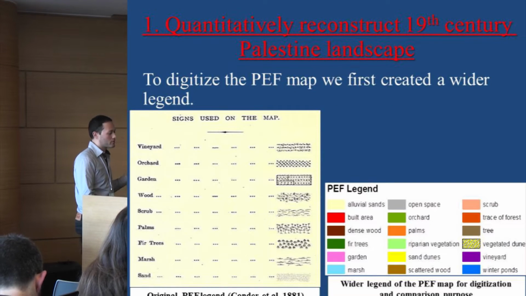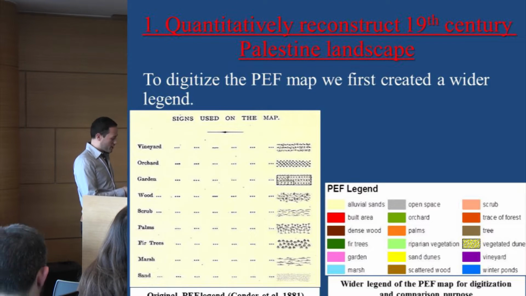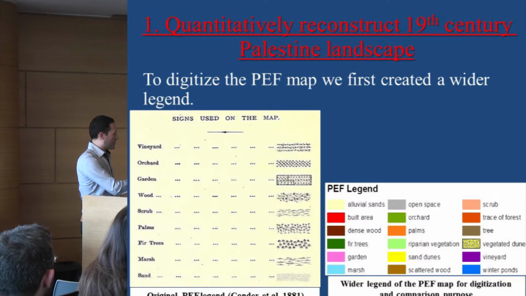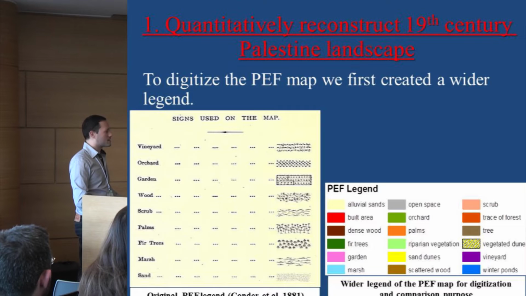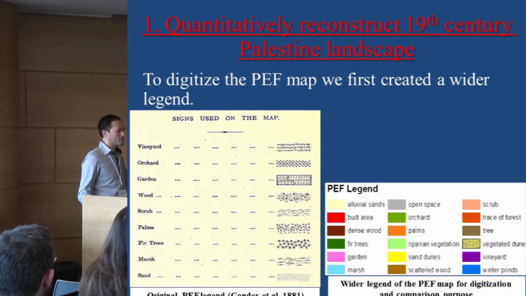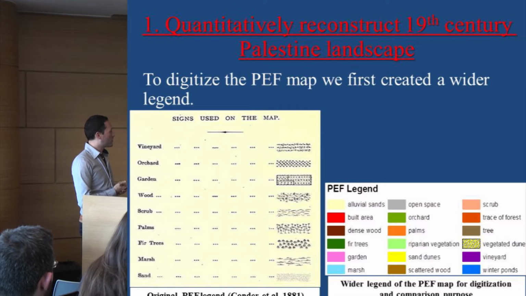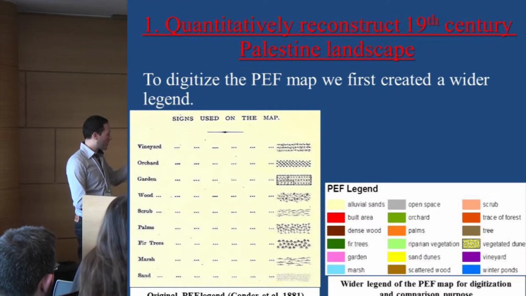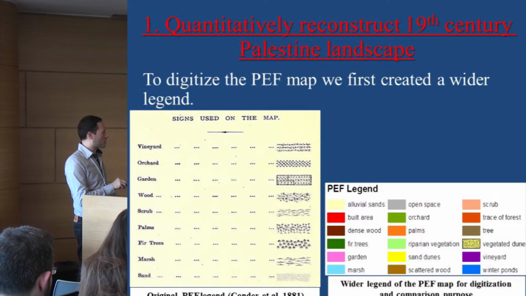So the first thing, we wanted to reconstruct the PEF map. What we did, we created a wider legend. This is the original legend. We created a wider legend. The reason is that, as Noam showed before, first of all, the PEF map was done by different surveyors. Different surveyors drew the map a bit differently. In some categories, we weren't sure exactly to which category of the original ones they match. So we created a wider legend.